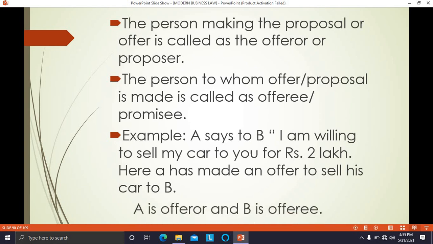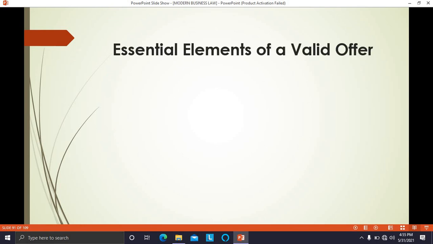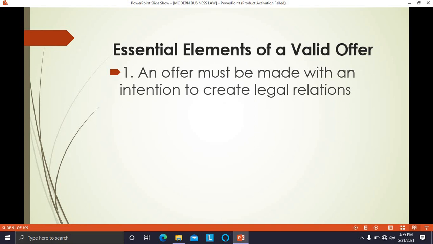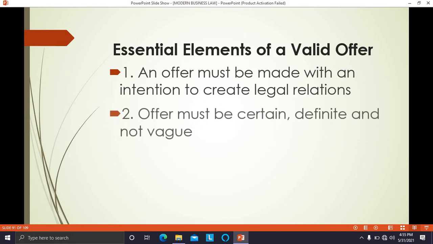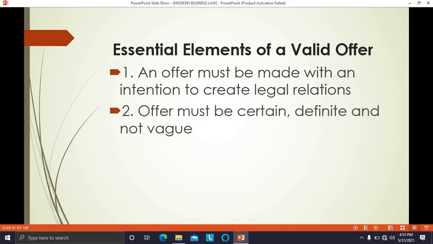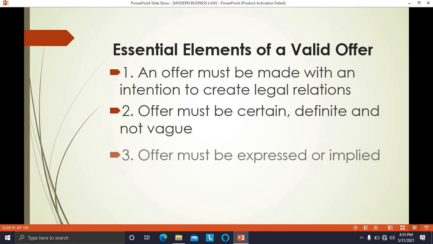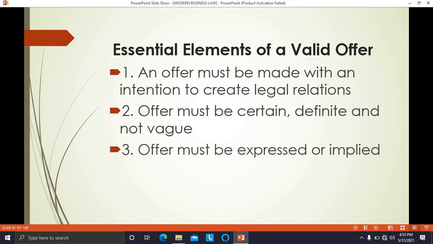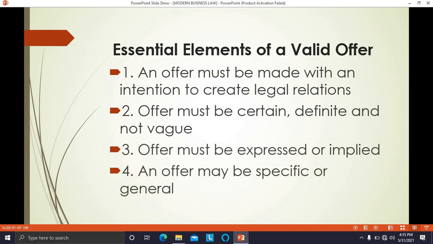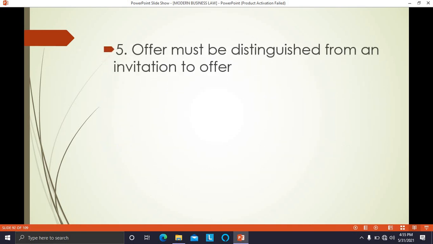Now we are going to discuss the essential elements of a valid offer. There are 9 points which we have to discuss under this heading. First, an offer must be made with an intention to create legal relations. Offer must be certain, definite and not vague. Offer must be expressed or implied. An offer may be specific or general. Offer must be distinguished from an invitation to offer.